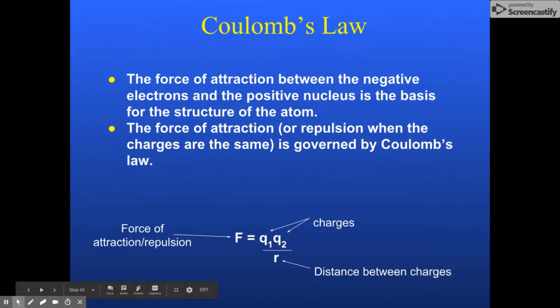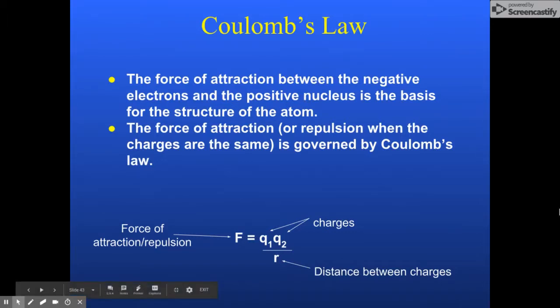The force of attraction between the negative electrons and that positive nucleus is the basis for the structure of the atom. The force of that attraction, now that could be repulsion if those charges are the same, is governed by Coulomb's law. So on the AP chemistry level, we're not really going to be doing these calculations and actually calculating the force. What we're going to be doing is using Coulomb's law because we understand it to explain the structure of the atom. We must always be aware of that attraction between the positive nucleus and those negative electrons.